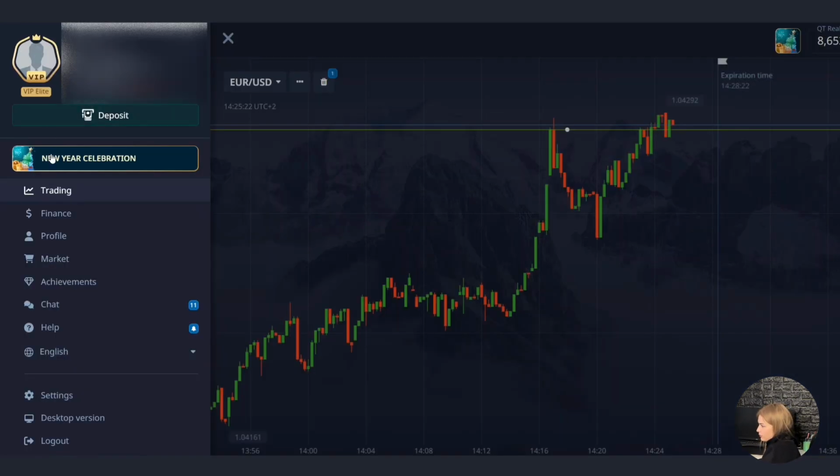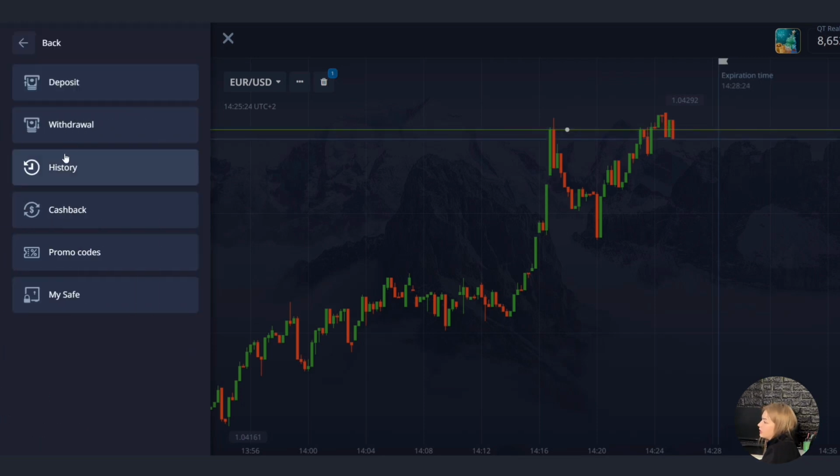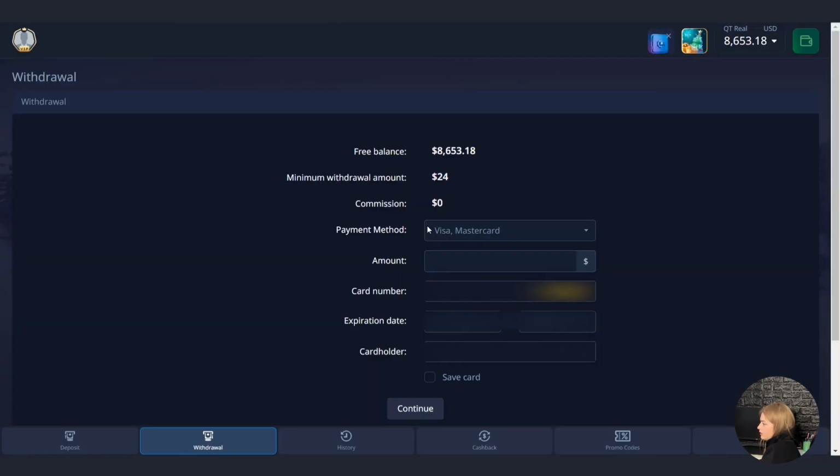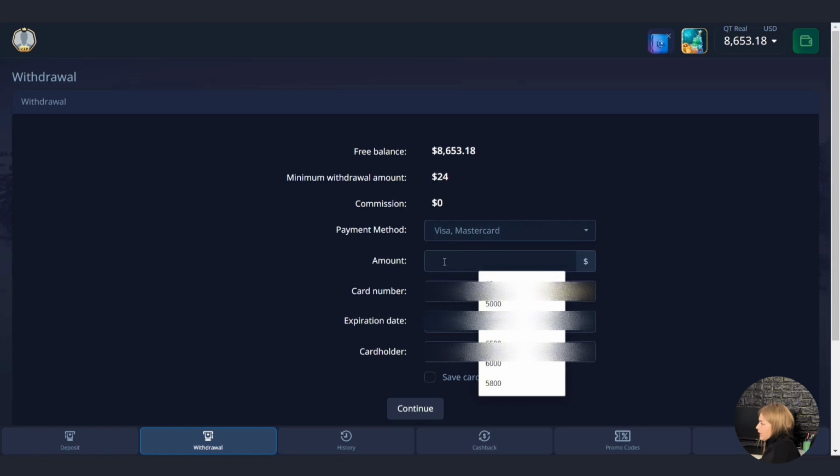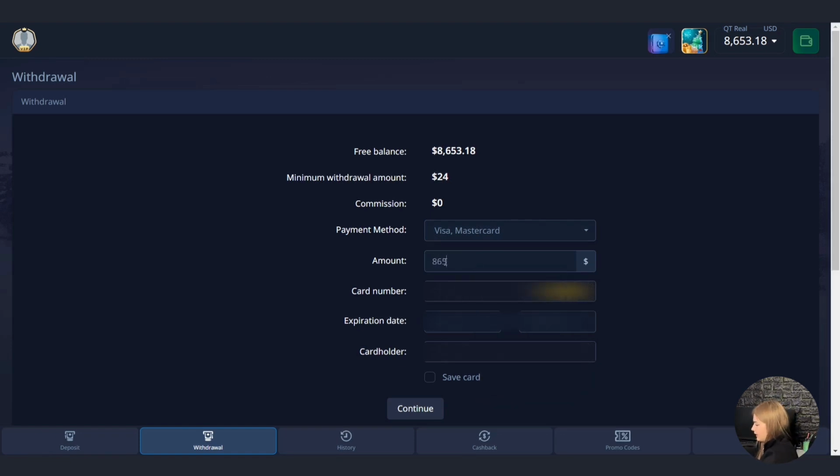So select from the list the finance section, then click withdrawal. After that, I get to the withdrawal menu. So here I want to withdraw my funds to my bank card. In the next column, we need to enter the amount that we will withdraw. I will write $8,650 here. Then in the next column, I need to insert my card details.